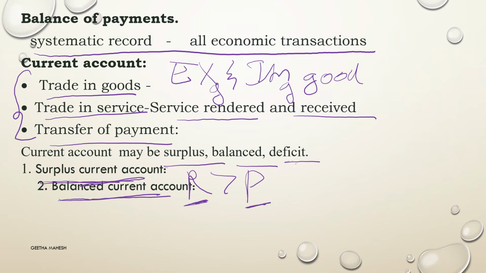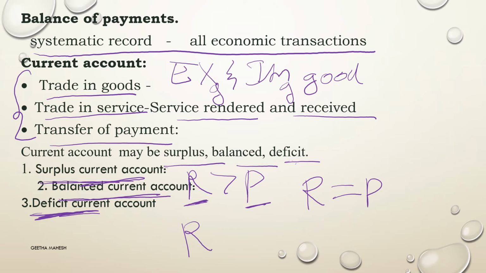The current account is said to be balanced when the receipts are equal to payment. When current account is said to be deficit? So current account is said to be deficit when our country's receipts are less than the payment, then the current account is said to be deficit.